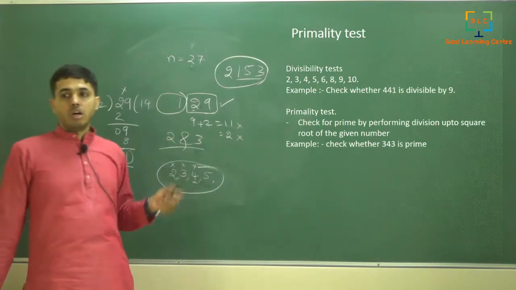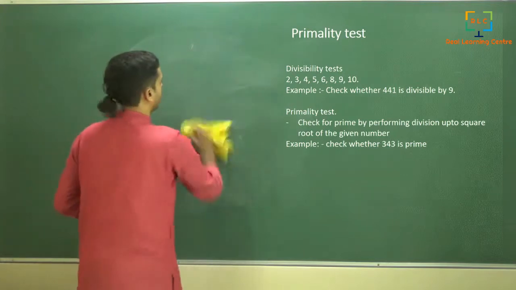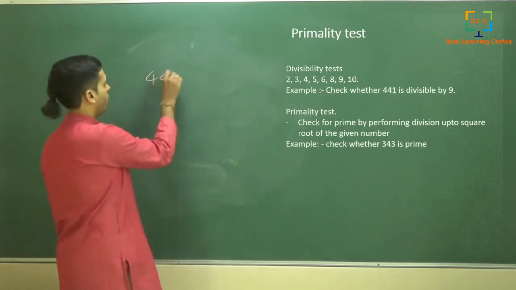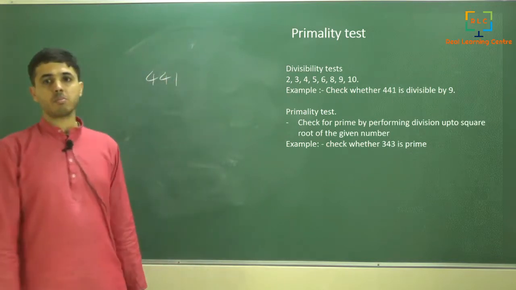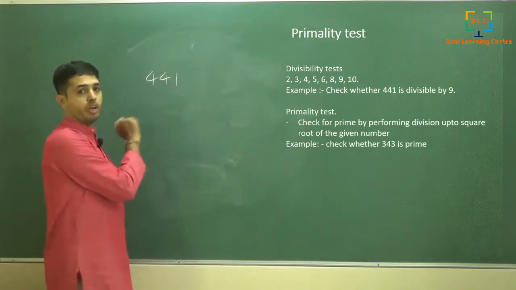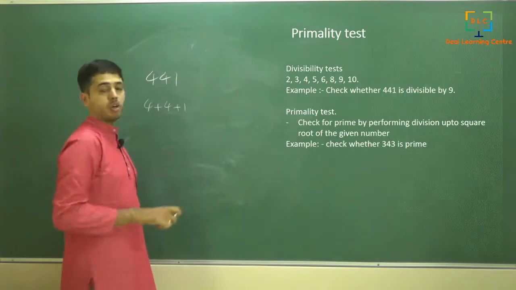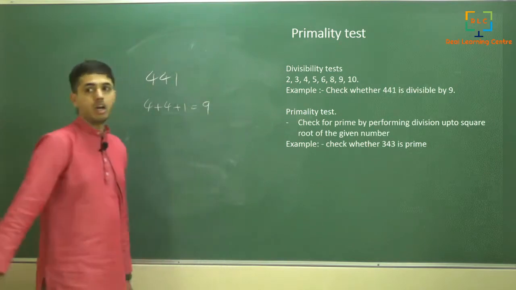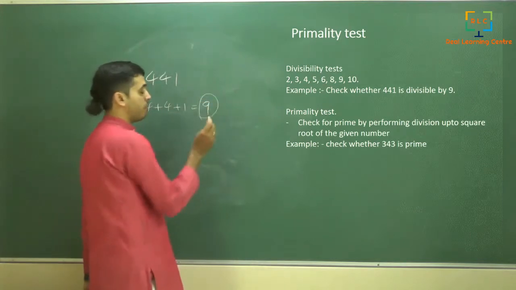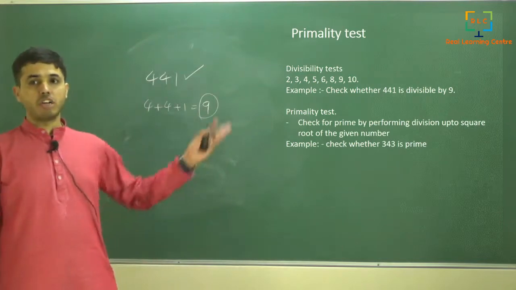Okay. Now we have taken a couple of examples here. So example 1, we are checking for divisibility of 441 again by 9. So what do we do? Add the digits. What do we get? 9. Okay. The sum is 9, which is a multiple of 9. Yes. So 441 is divisible by 9. So it is not a prime number.